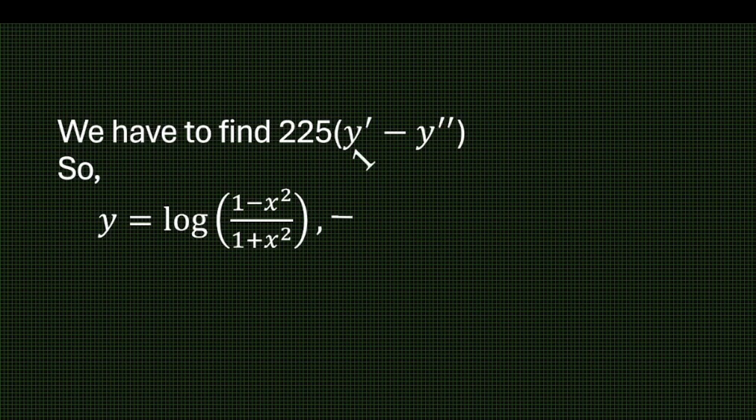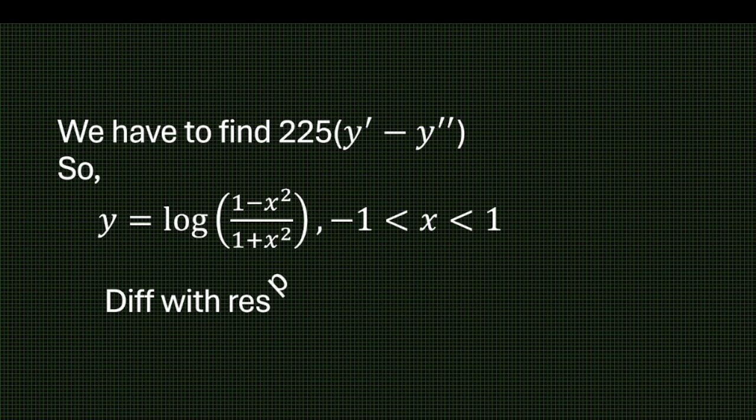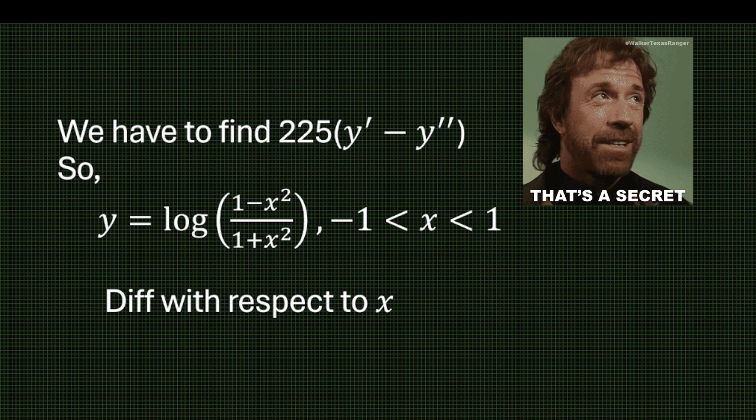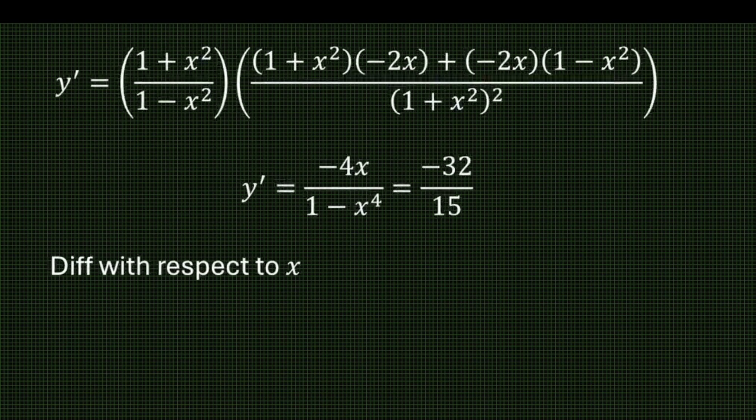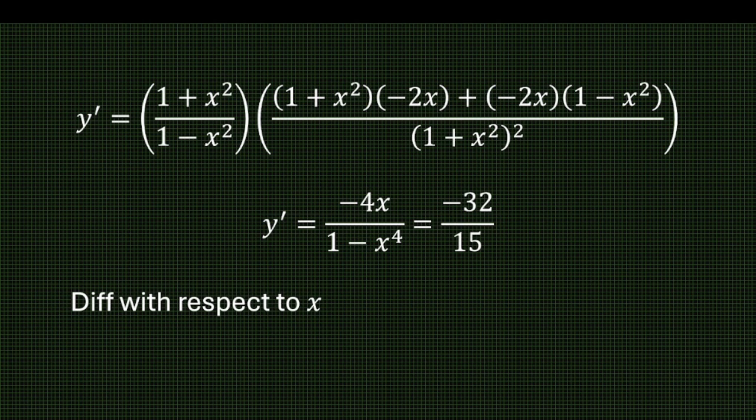For that we have y is equals to log of (1 minus x square) divided by (1 plus x square), and x is in between minus 1 to 1. So differentiate with respect to x, we will get y dash is equals to minus 4x divided by 1 minus x to the power 4, and on putting x is equals to half in this equation we will get minus 32 by 15.